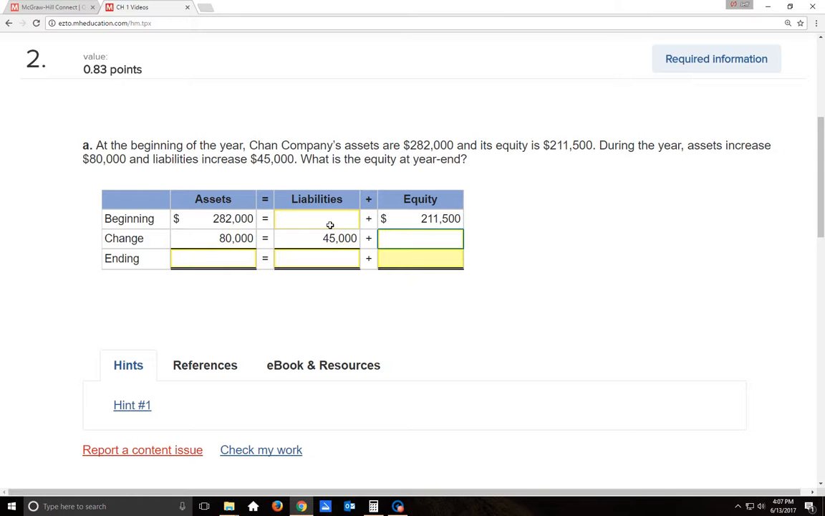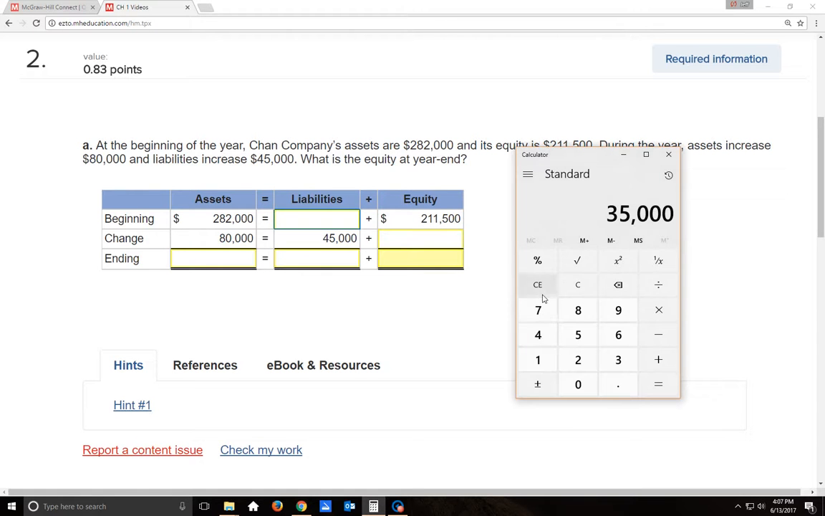Then to solve what liabilities were, since that number wasn't given to you, simply take the total assets of $282,000 minus the equity of $211,500, and that tells us that at the start of the year, liabilities had to have been $70,500. So let's enter that now.